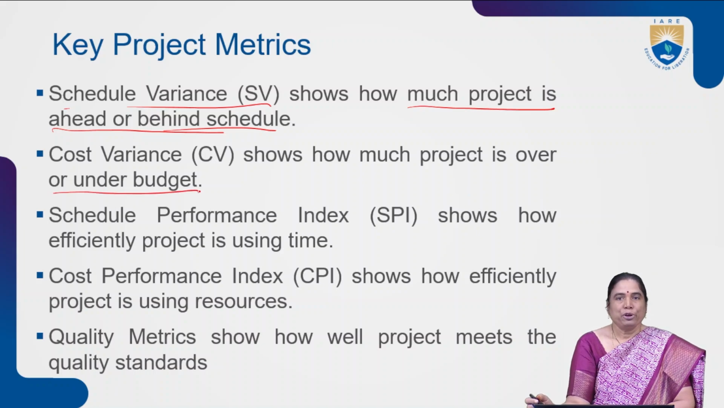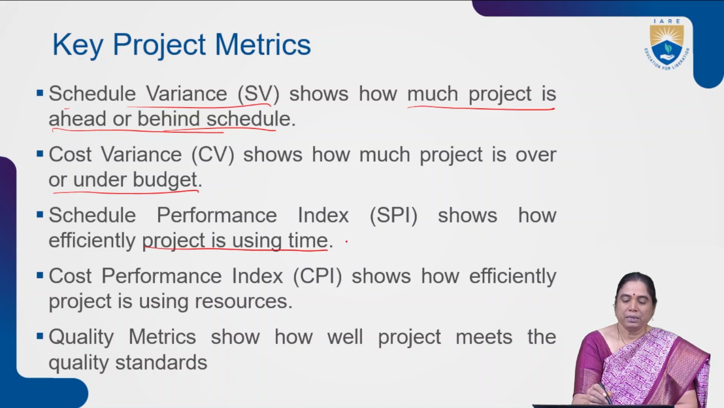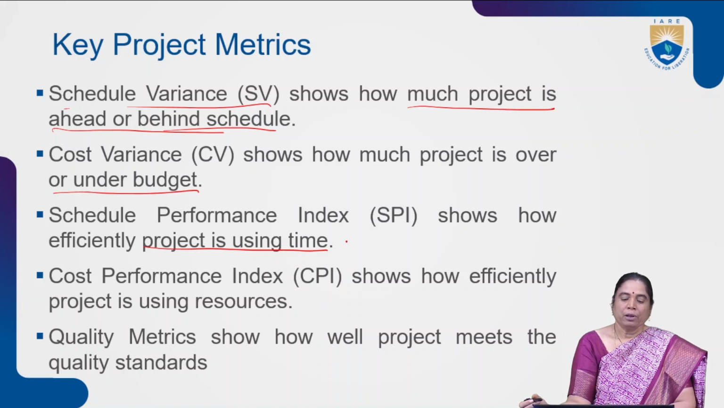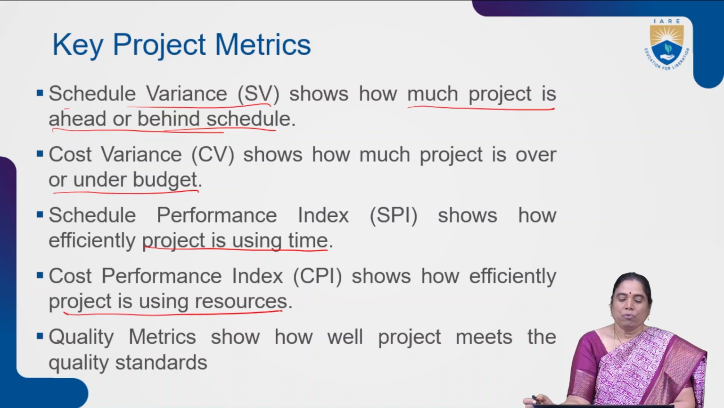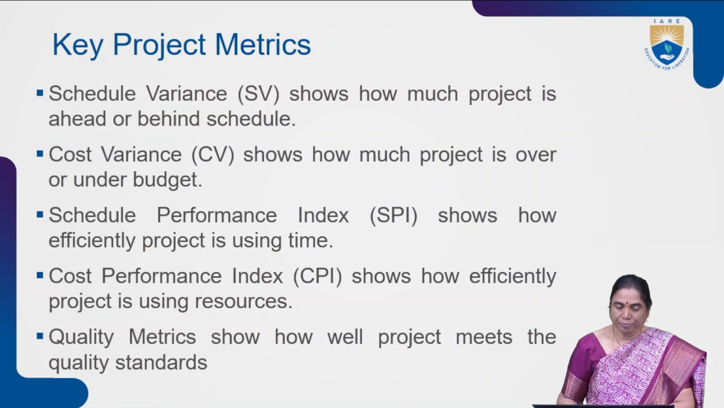Another metric is cost variance, which shows how much the project is over or under the predefined budget. Schedule Performance Index (SPI) shows how efficiently the project is using time. Cost Performance Index (CPI) shows how efficiently the project is using resources. Quality metrics show how well the project meets the quality standards.